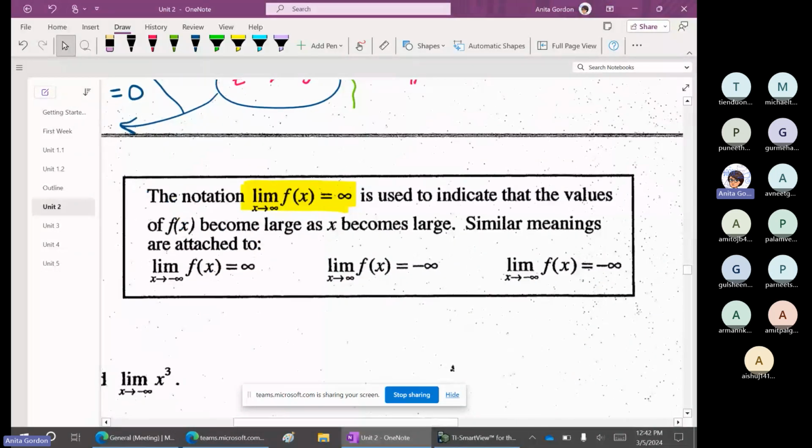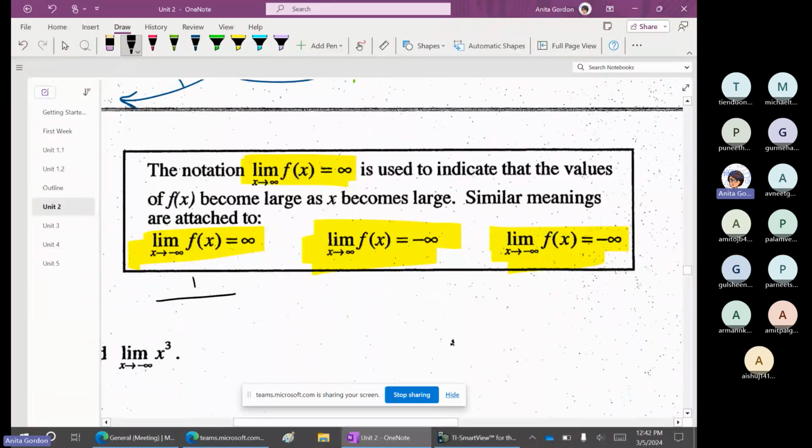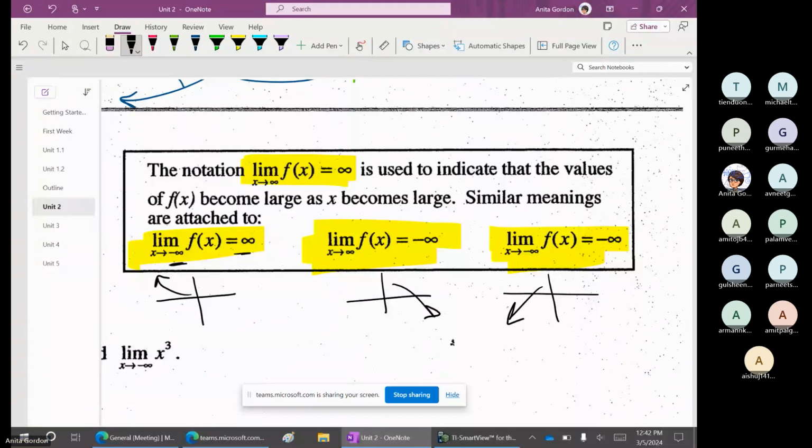The notation, the limit as x goes to infinity of f of x equals infinity, is used to indicate that the values of f become as large as x becomes large. Meaning it goes up forever or down forever, and there's no asymptote. Here are different ways that we can signify this. This is saying as x gets smaller, f gets larger, so it's going up and to the left. This is saying it's going down and to the right. This is saying it's going down and to the left. It's going on and on forever, no asymptotes.